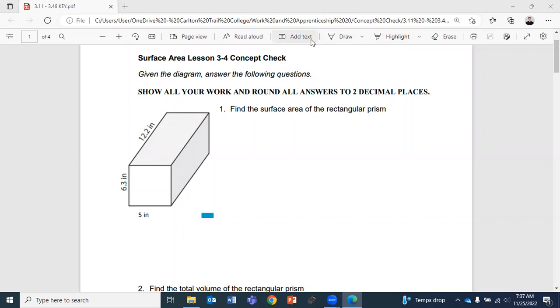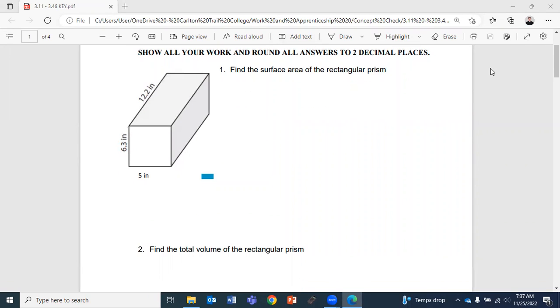write in the questions and the process and the answer in the questions that you did not get correct. Okay, that's how we learn. We look at our mistakes and then we fix them.